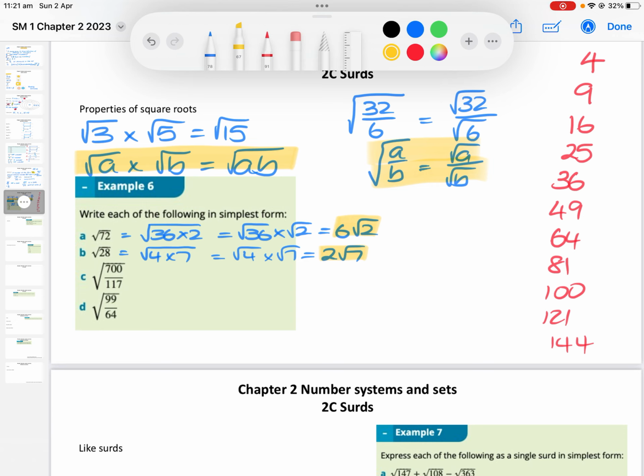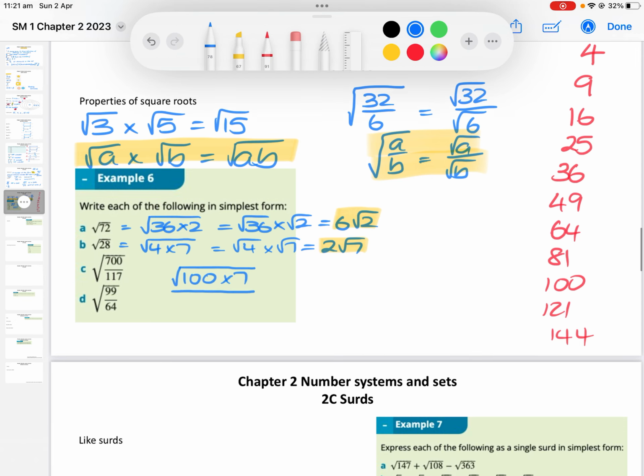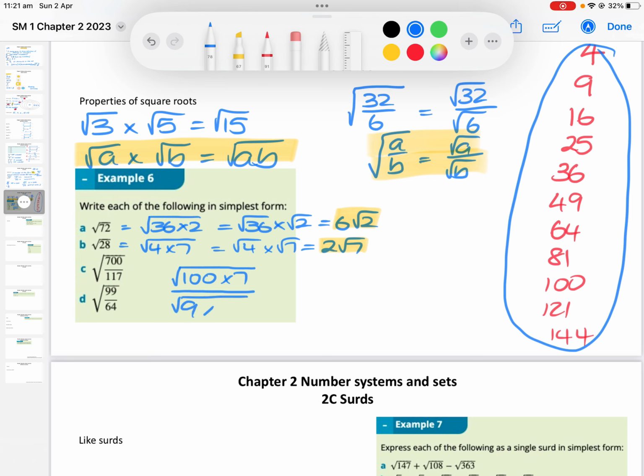Square root of 700 over 117. Now I'm being tested, aren't I? So 700's easy enough because it's going to be 100 times 7. And then I go and see which of these numbers goes into 117. And I'm thinking that is 9 and 13. So on the top I'll have 10 root 7, and on the bottom 3 root 13.